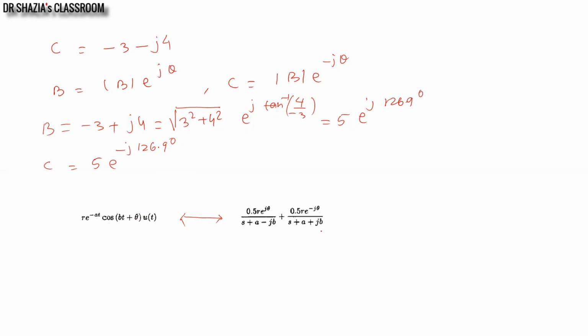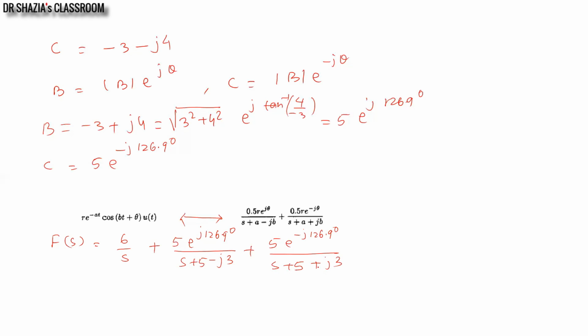So my whole purpose of converting the values b and c into polar form is to apply this pair of Laplace transform. So as per this, I can simply write f of s as 6 by s plus 5 e to the power j 126.9 degrees by s plus 5 minus j3 plus 5 e to the power minus of j 126.9 degrees by s plus 5 plus j3.